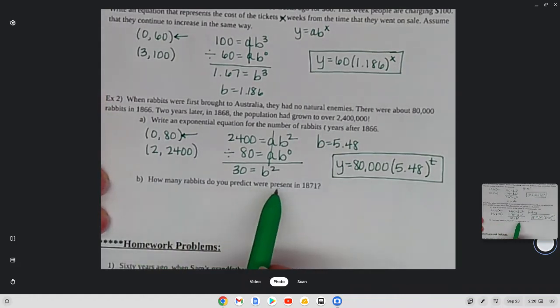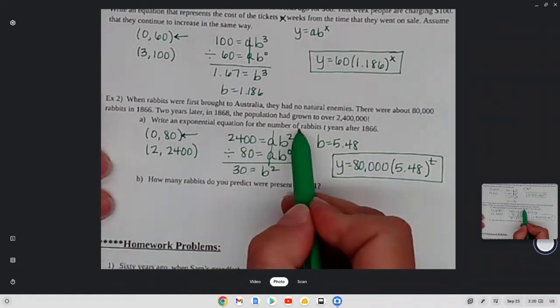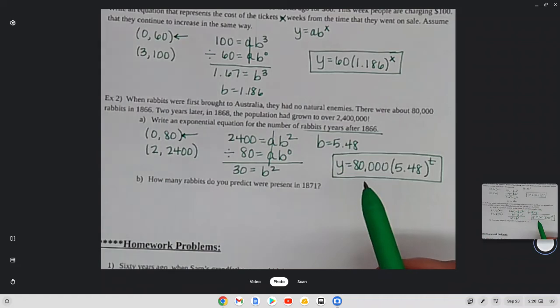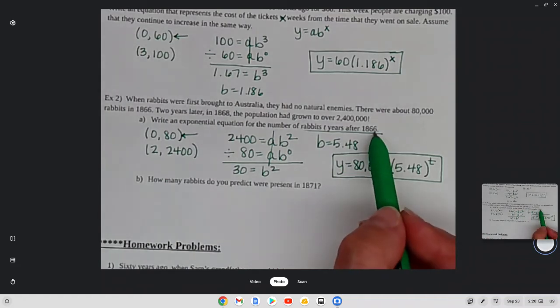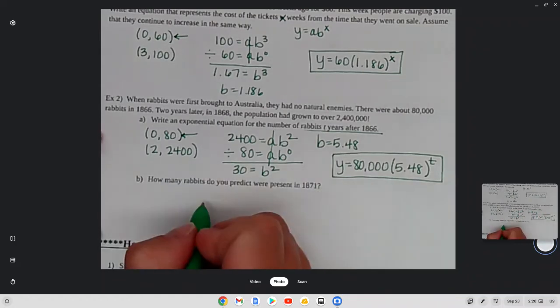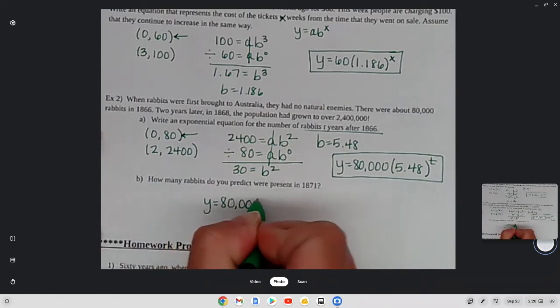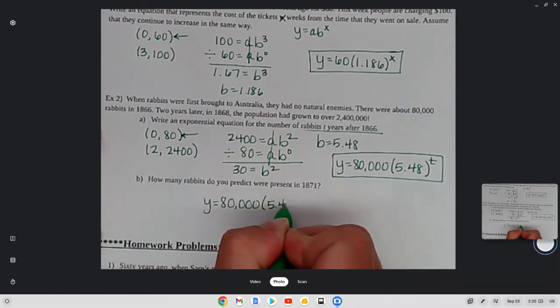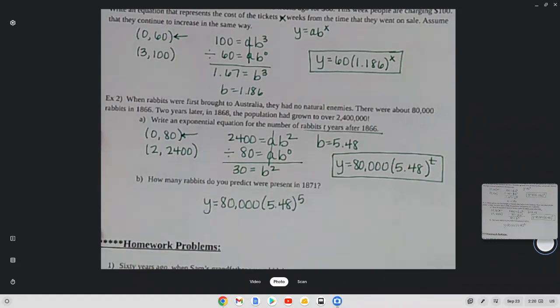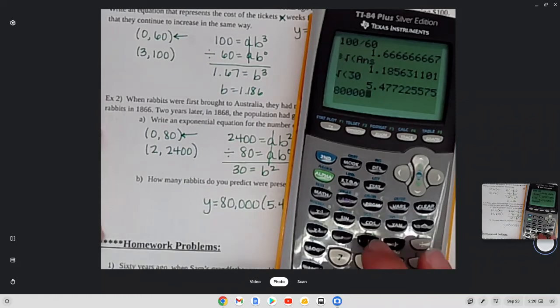Now look at part B. It says, how many rabbits do you predict were present in 1871? Well, this equation represents the number of rabbits in years after 1866. So between 1866 and 1871, there were 5 years. So I'm going to plug that into my equation. 80,000 times 5.48 raised to the 5th, checking all my zeros in there.